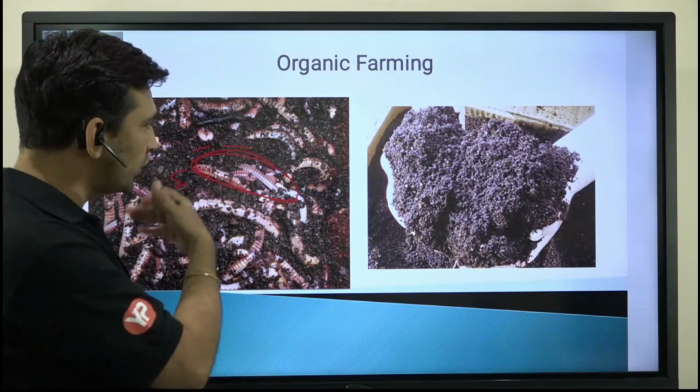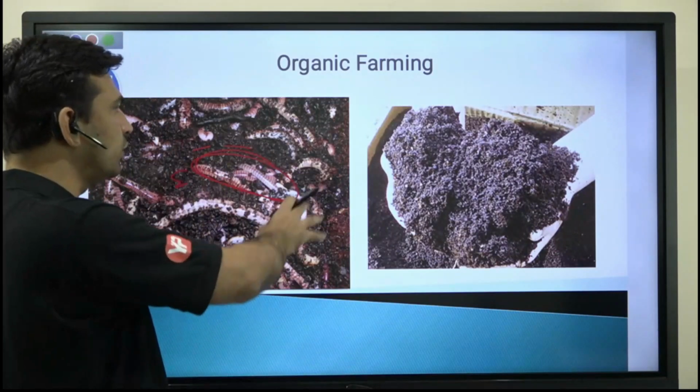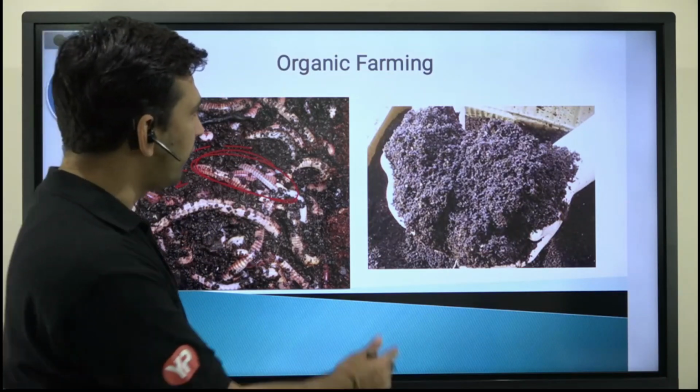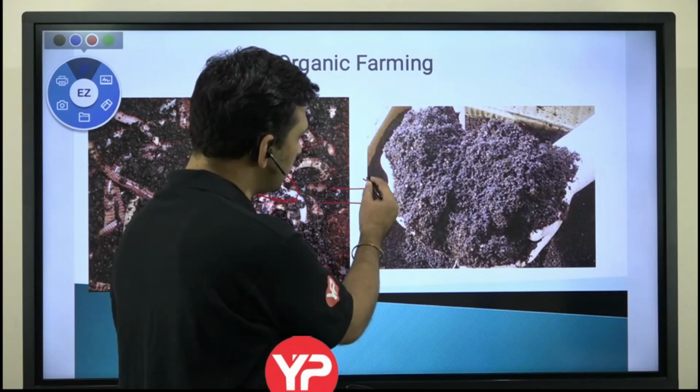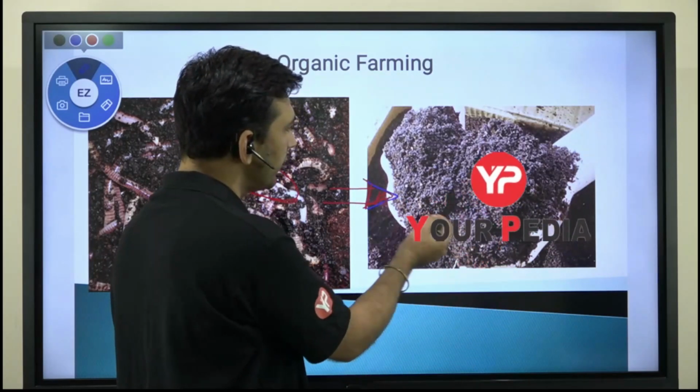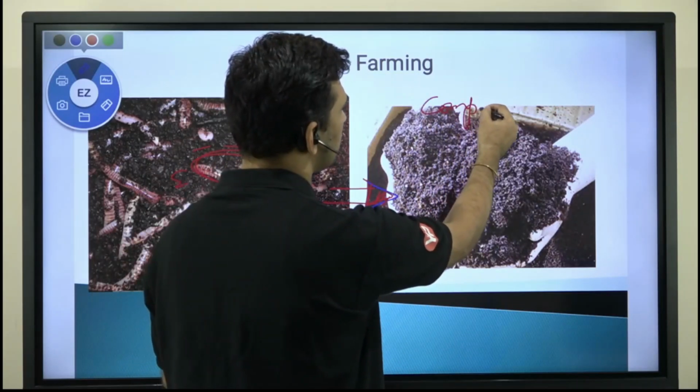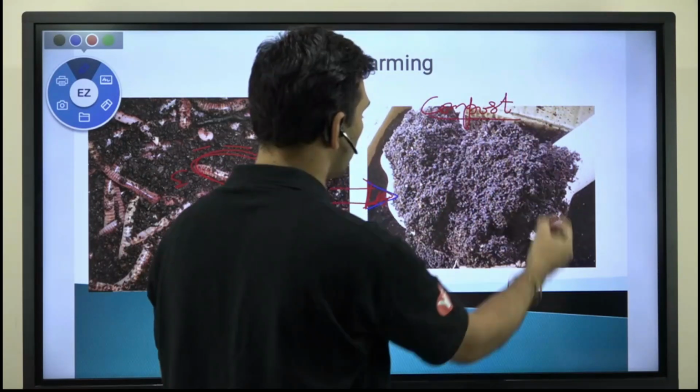At the same time, the waste that they produce, their own waste, will get added to all this biodegradable material, and finally you're going to have this waste, which we will call manure kind of, not manure but compost. This process we have named vermi composting.